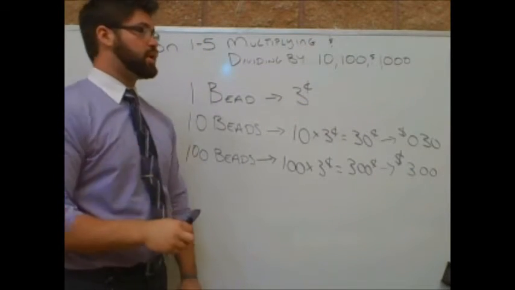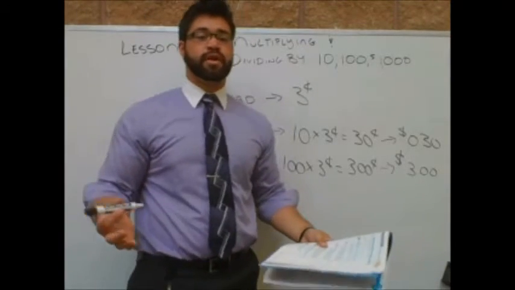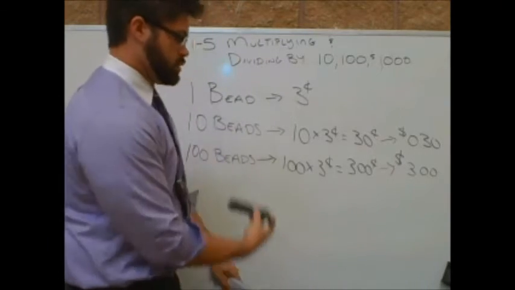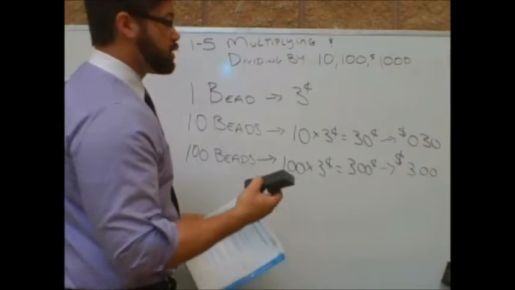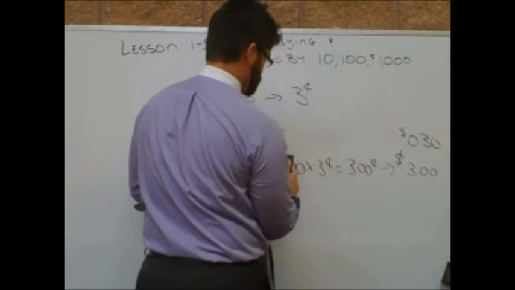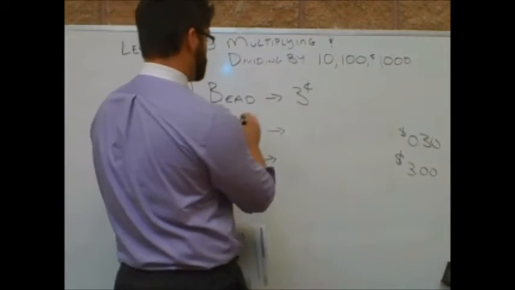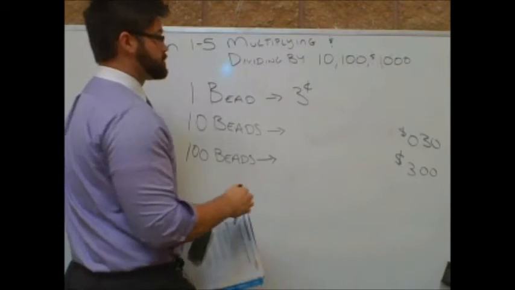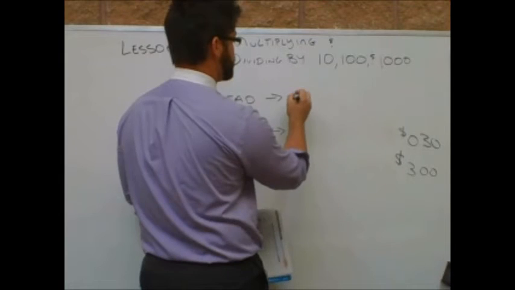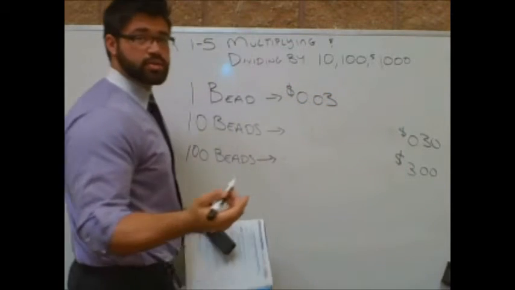So go ahead and stop and pause and see if we can find any patterns. If you could find a pattern, let's see if I can make it a little bit more simple for you. I'm going to go ahead and erase our equations, but I'm going to keep our dollar amounts. So 1 bead was equal to 3 cents, and I'm going to write it in our dollars and cents notation. So 1 B is equal to 3 cents.